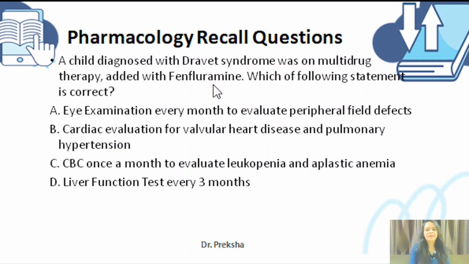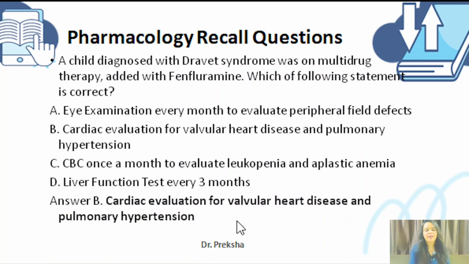A child diagnosed with Dravet syndrome was on multi-drug therapy added with fenfluramine. Which of the following statement is correct? Eye examination every month to evaluate peripheral field defects, cardiac evaluation for valvular heart disease and pulmonary hypertension, CBC once a month to evaluate leukopenia and aplastic anemia, liver function test every 3 months. Fenfluramine, the major side effect is valvular heart disease and pulmonary hypertension. So answer here will be cardiac evaluation for the valvular heart disease and pulmonary hypertension.